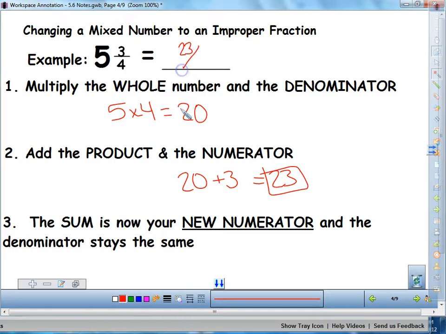And my bottom number is going to stay the same. It was a 4, it's going to stay a 4. So 23/4 is the improper fraction that's equal to 5 3/4.